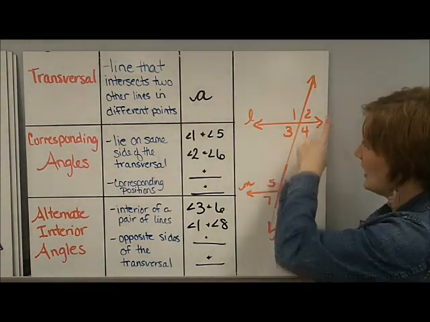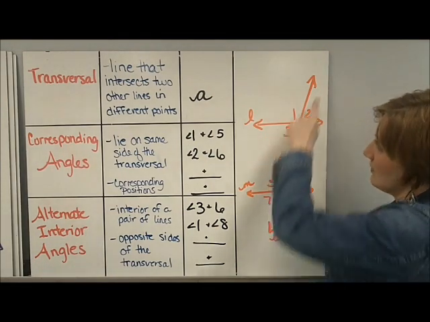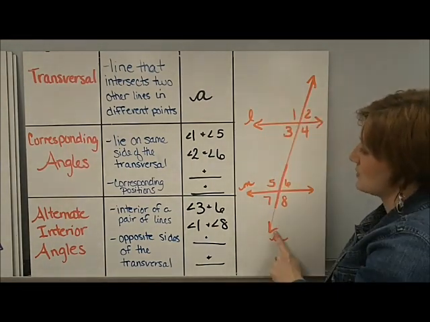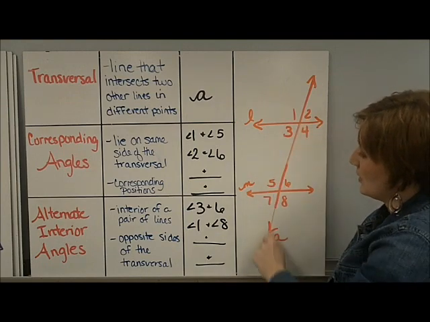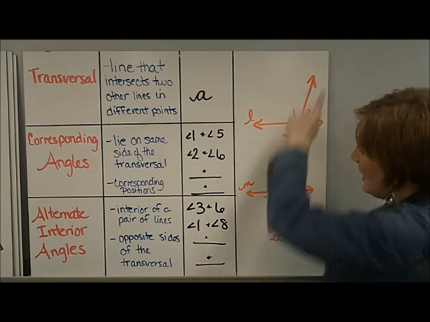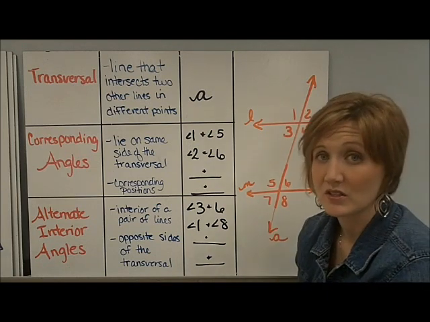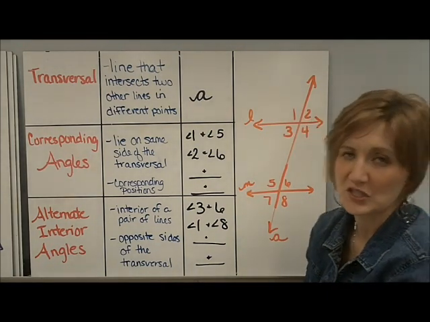So we have a line here and a line here. And this line right here intersects both of those lines, or crosses both of those lines at different points. It crosses here and it crosses here. So line A, crossing those, is a transversal. And a transversal is just a name for a line.